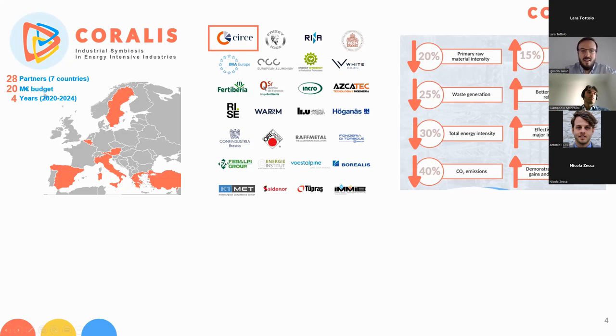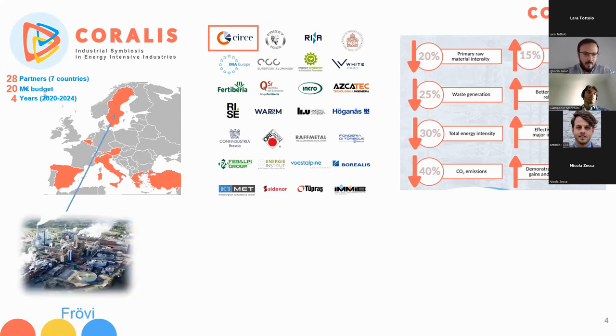CIRCE is coordinating the project, and as you can see, there are partners from Sweden, Turkey, Italy, Austria, Belgium, and Spain. And the target of the project is first to reduce the primary raw material intensity, then to reduce also the waste generation and the total energy intensity, also reduce by 40% the CO2 emissions, by increasing energy efficiency and giving a better understanding of relevant barriers, effective dissemination of major innovation outcomes, and the demonstration of environmental gains and replication potential.